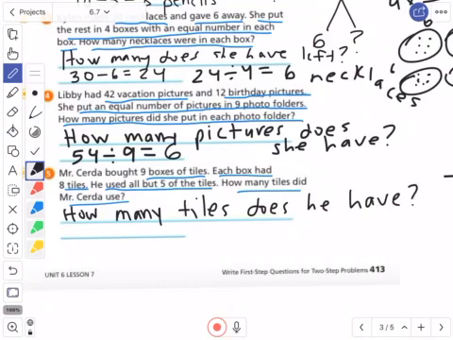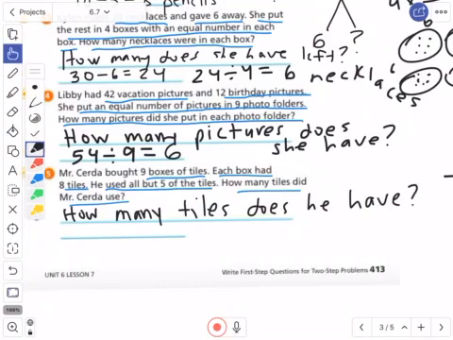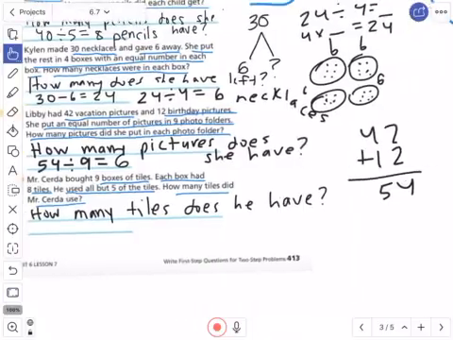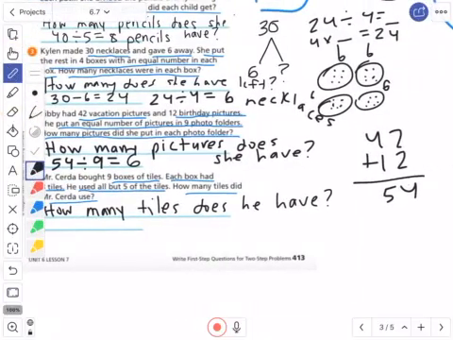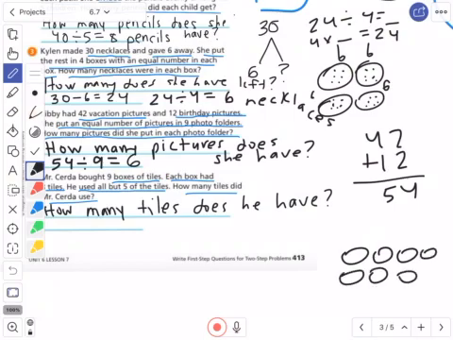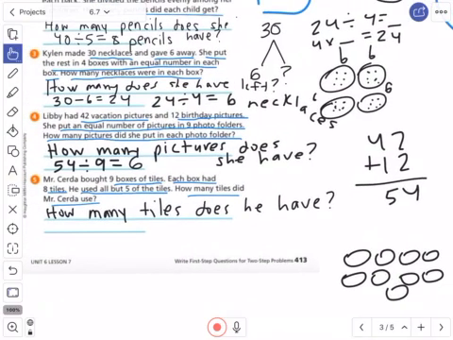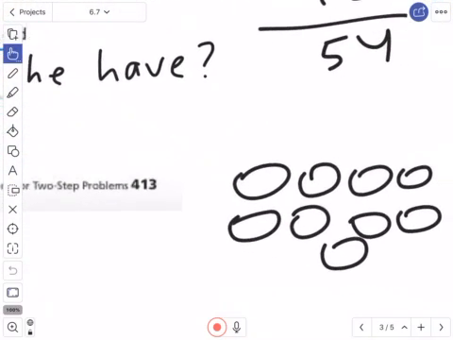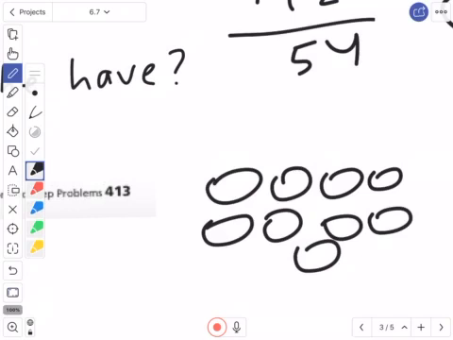Okay. Then I've got to figure out how many boxes he has. Well, he has 9 boxes of tiles. 1, 2, 3, 4, 5, 6, 7, 8, 9. And in each box there is 8. So I could think about it like this.